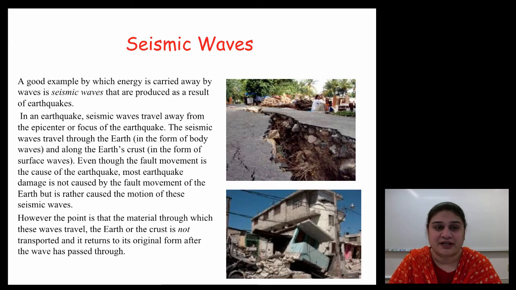One really good example by which energy is carried away by waves is the seismic waves that are produced as a result of earthquakes. An earthquake is a seismic wave that travels away from the epicenter of the earthquake. Seismic waves travel through the earth in the form of body waves and along the earth's crust in the form of surface waves. So even though the fault movement is the cause of the earthquake, most earthquake damage is not caused by the fault movement of the earth, but rather by the motion of these seismic waves.